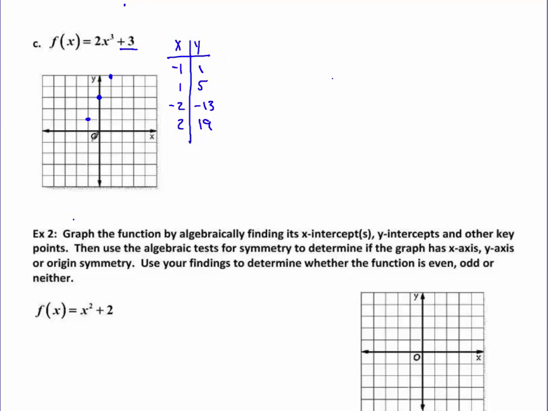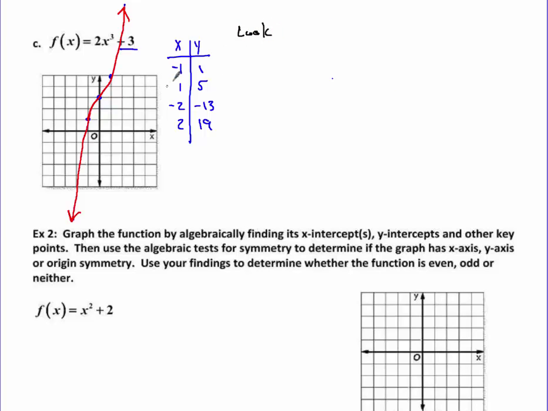So very quickly, I know that this is going to be some kind of curve like this. It's going to come up, go through this point, and then curve back up that way. So I'm pretty sure this one looks like it's symmetric with respect to the origin. So let's write that down.